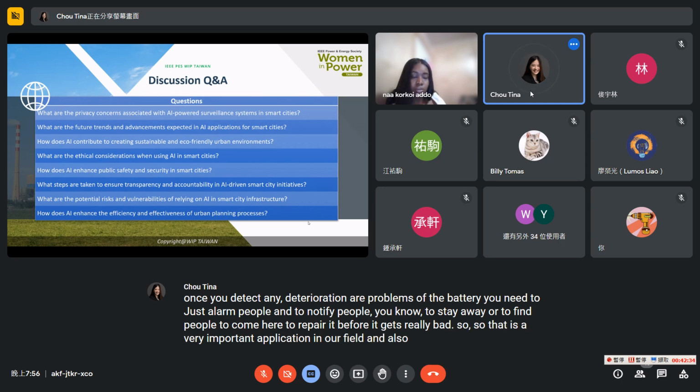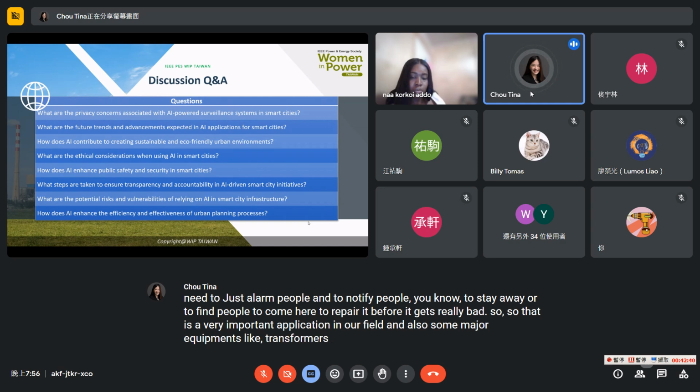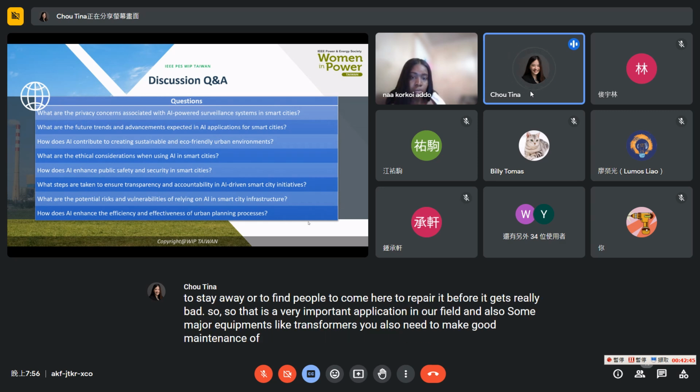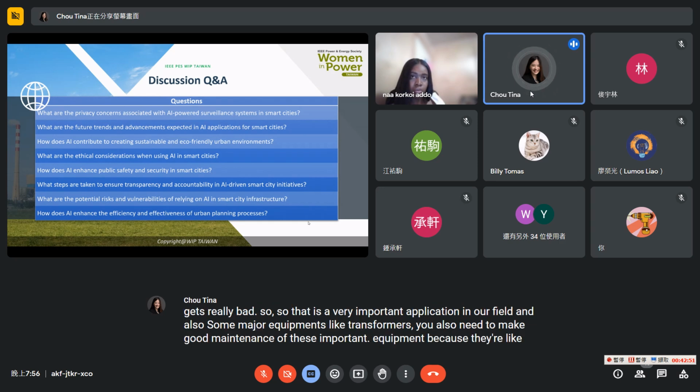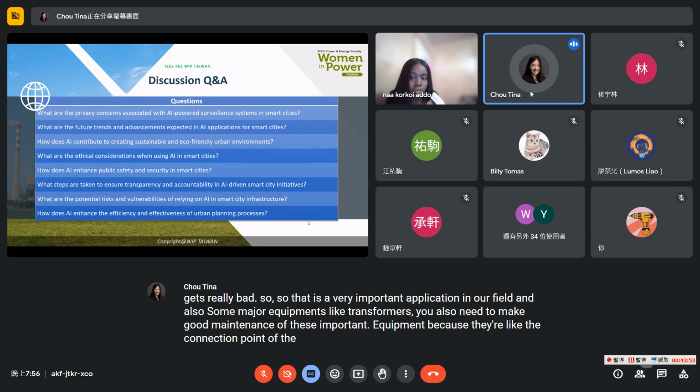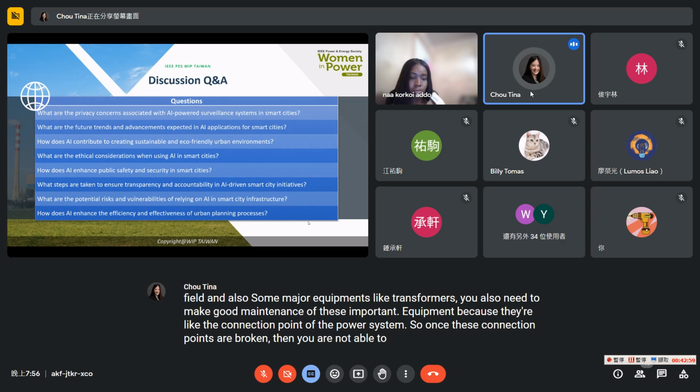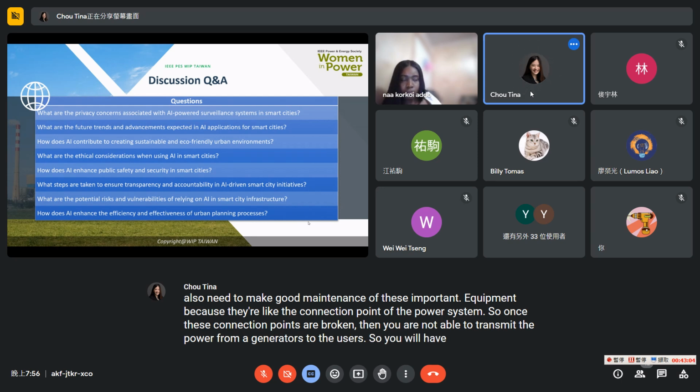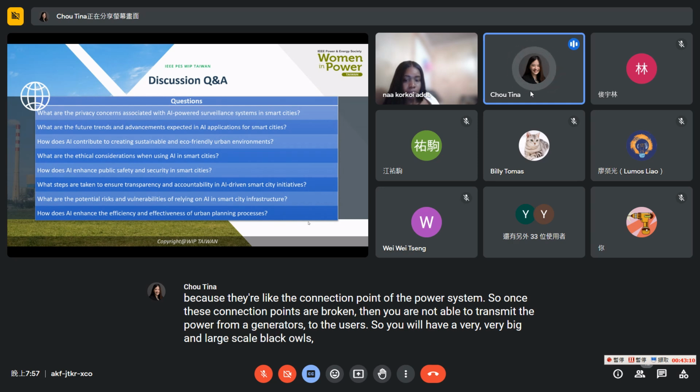Also some major equipment like transformers, you also need to maintain well, because they're like the connection point of the power system. Once these connection points are broken, you are not able to transmit the power from generators to the users. So you will have a very, very large scale blackout, which will actually affect people's lives.